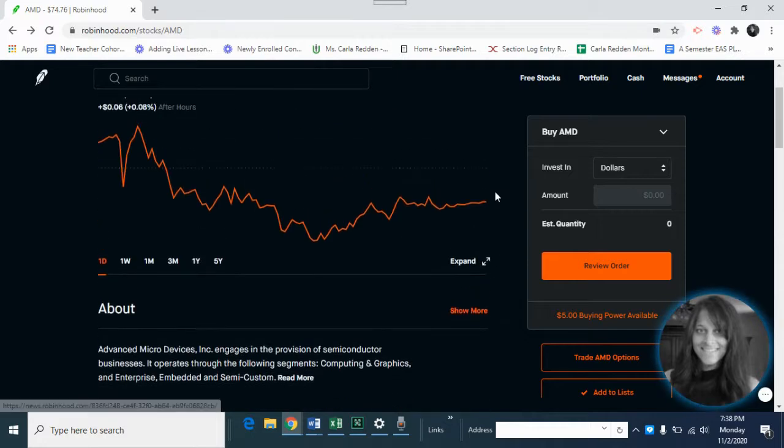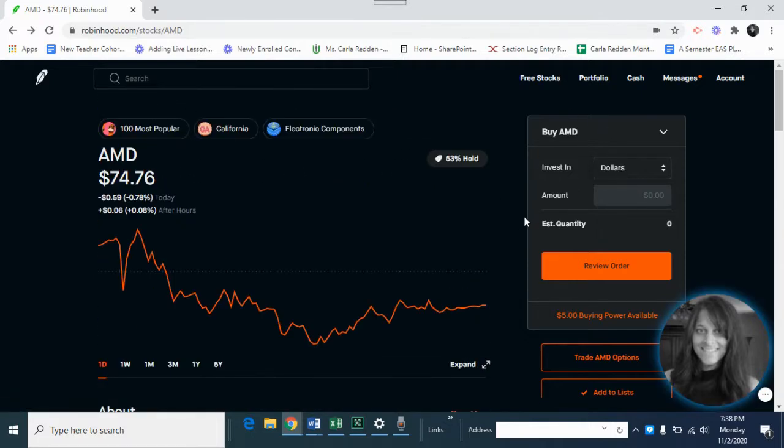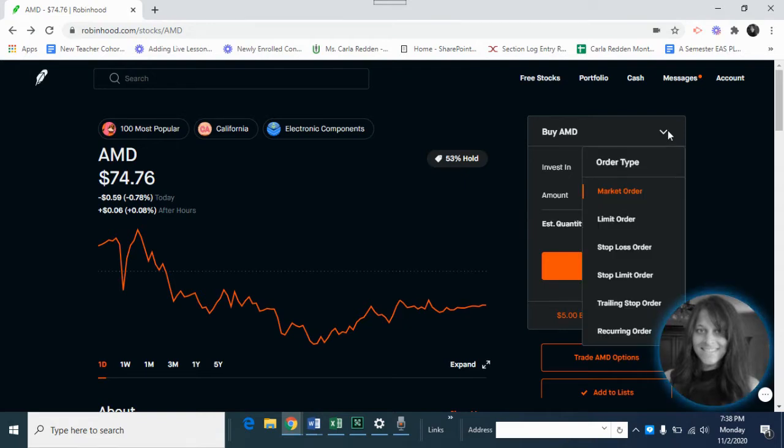So you'll notice on the right-hand side here, if you're wanting to invest in AMD, it has a Buy AMD right here and an arrow. And you have market order, limit order, stop loss, stop limit order, trailing stop order, recurring order. I'll go into more specifics on what each of these orders are. However, you'll notice that the default for Robinhood is market order. And again, I'll go more into specifics about what each order is in the future. But for now, you just have to understand that you have market order as the default.